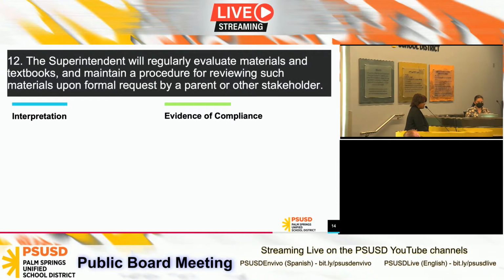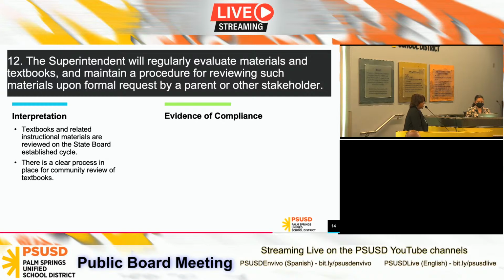Number 12. The superintendent will regularly evaluate materials and textbooks and maintain a procedure for reviewing such materials upon formal request by a parent or other stakeholder. Our interpretation is that textbooks and related instructional materials are reviewed on the state board established cycle. There is a clear process in place for community review of textbooks.